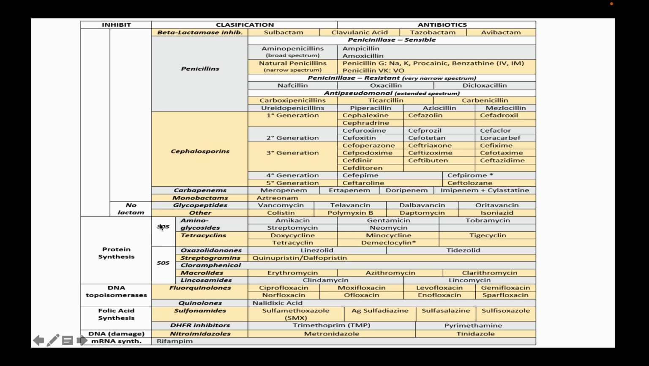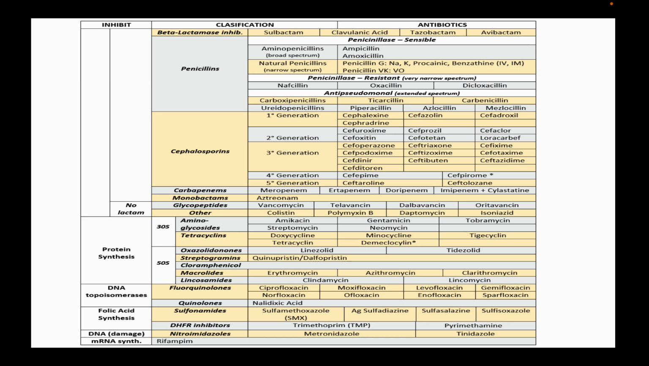And for the cell wall which doesn't have any lactam, we have different glycopeptide inhibitors. So we have vancomycin, and these inhibit the glycopeptides. As you all know, the cell wall is essentially made up of carbohydrate and peptides, right? So we have either inhibition of the synthesis of this cell wall or the peptide inhibition, glycopeptide inhibition. Then we have protein synthesis inhibitors.